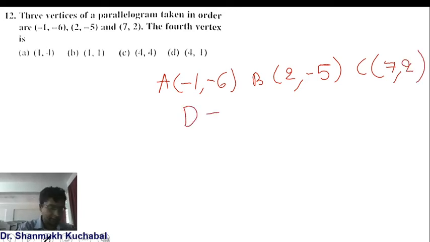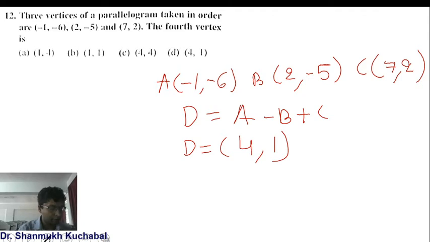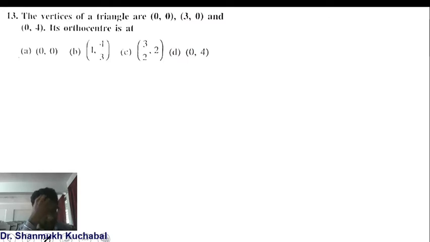So the fourth vertex is given by the formula D equal to A minus B plus C. Substitute the coordinates, perform the subtraction and addition, and we get the point (4, 1). Therefore clearly option D is the right answer. So we'll do the next example.